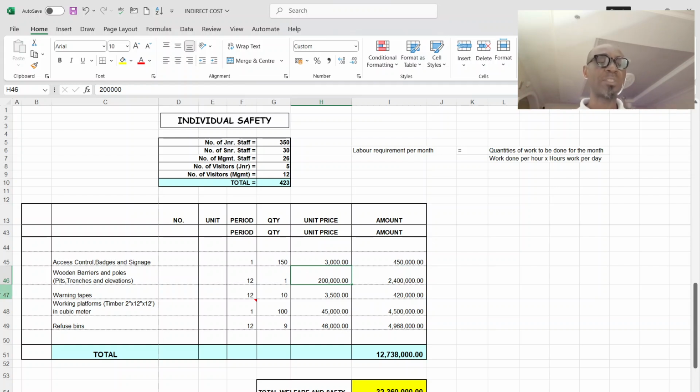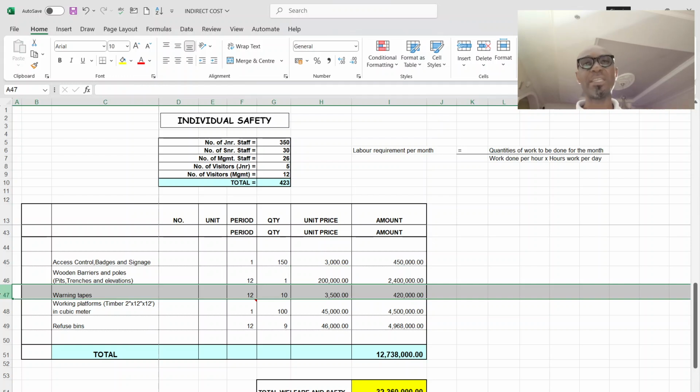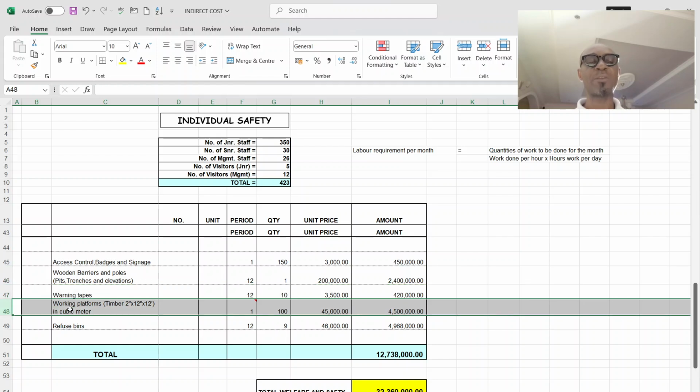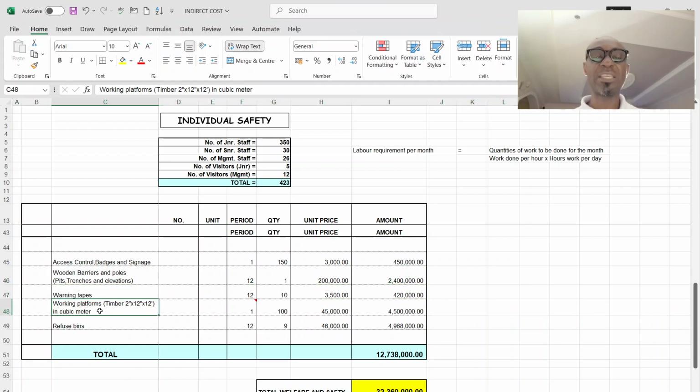Then the warning tape. These are tapes you put in a place where there is danger, so that it shows them that it is a no-go area. Then the wooden platform, as you can see, it is in cubic meter.